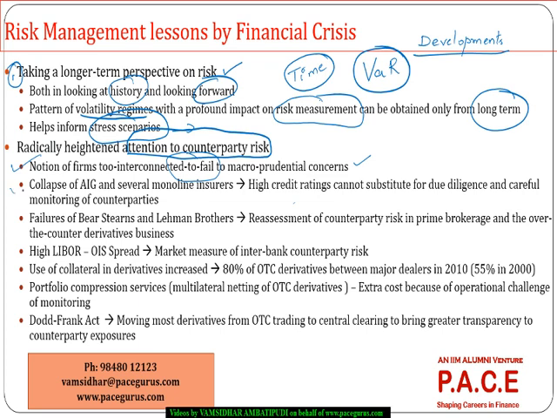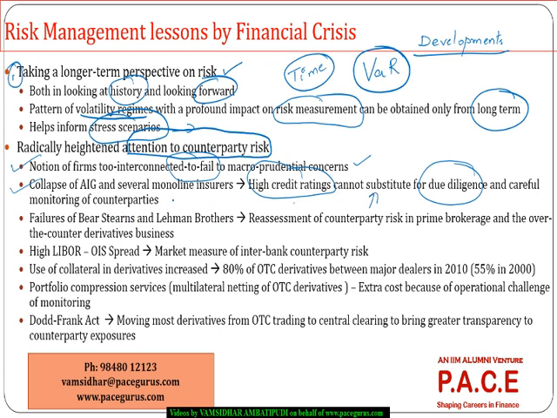We have seen a lot of stories, the collapse of AIG, several monoline insurance companies. What was the outcome because of their collapse? The lesson that I have learned, or we all have learned, is that high credit ratings cannot substitute for due diligence. That is where the Dodd-Frank Act has gone one step further and said credit ratings cannot be used by the regulators as a basis. So AAA credit ratings cannot be substituted for due diligence and careful monitoring of the counterparties. So that is one important point that has come out after the crisis.